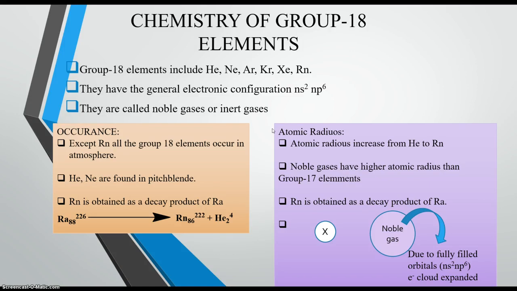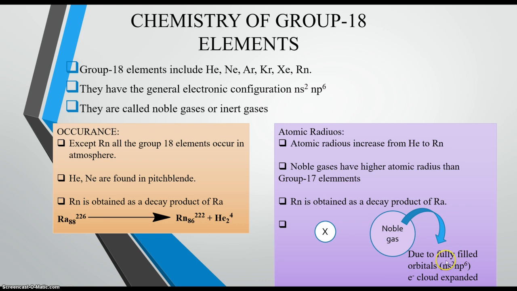So this is anomalous behavior. This anomalous behavior is due to the completely filled shell present in the valence shell configuration of noble gases. We know the valence shell configuration of noble gases is ns2 np6, right? Here, as you can see, the orbitals are fully packed. All the s and p orbitals are fully packed, and due to this reason, the electron cloud will be expanded to a little extent in order to avoid the inter-electronic repulsion, because the s and p orbitals are fully packed with electrons.